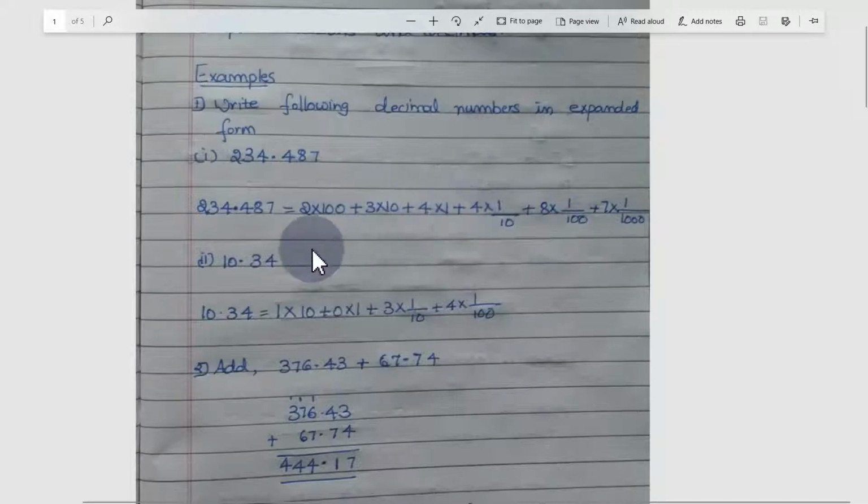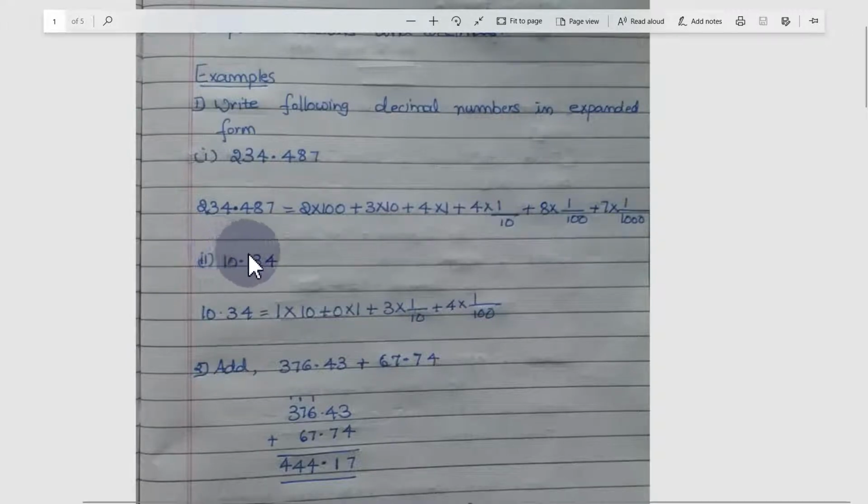Now plus after decimal point 487, 3 digits are there. In the place value chart, that is ones, tens, hundreds, and thousands, 10,000s, like that it goes. So here 4 is tenths place. So 4 into 1 by 10, tenths means 1 by 10, plus next digit is 8, 8 into 1 by 100 plus 7 into 1 by 1000. If one more digit is there, that digit into 1 by 10,000.